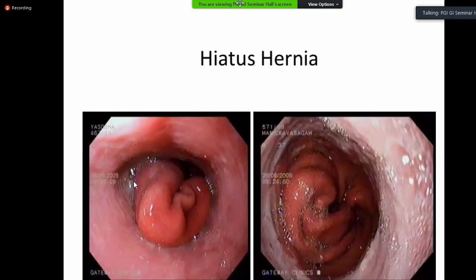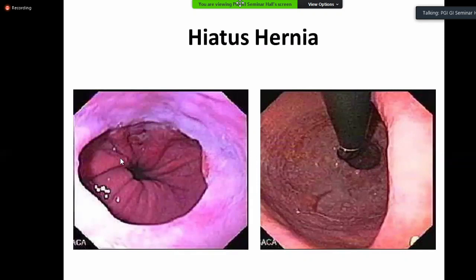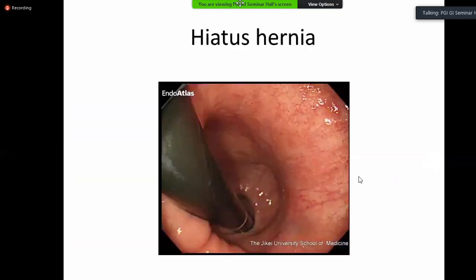Something like this is easy to identify, that the gastric mucosa is prolapsing. This is a clear-cut case of hiatus hernia with a lax gastroesophageal junction. But more often, you are identifying this hiatus hernia by the Z line, and these are the gastric folds. This is the area of the diaphragmatic pinch. This is also seen on retroversion, very well seen. This is the diaphragmatic pinch.